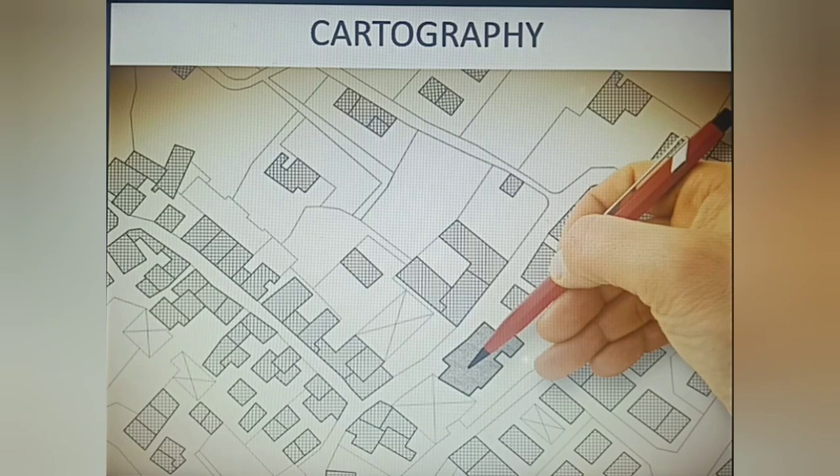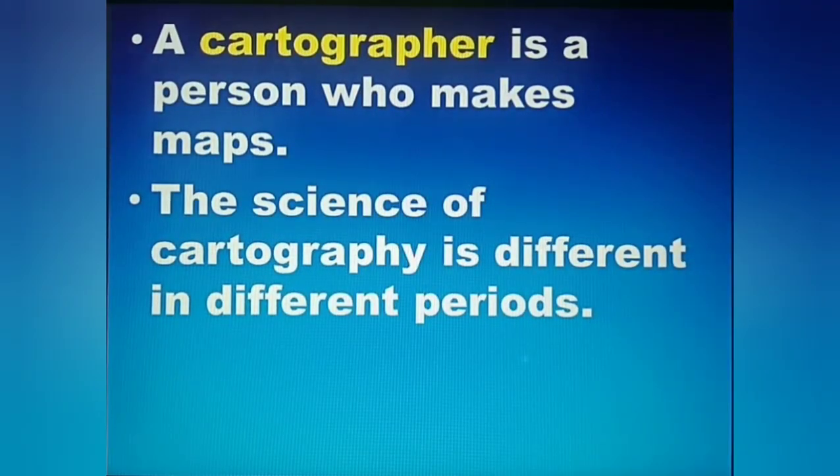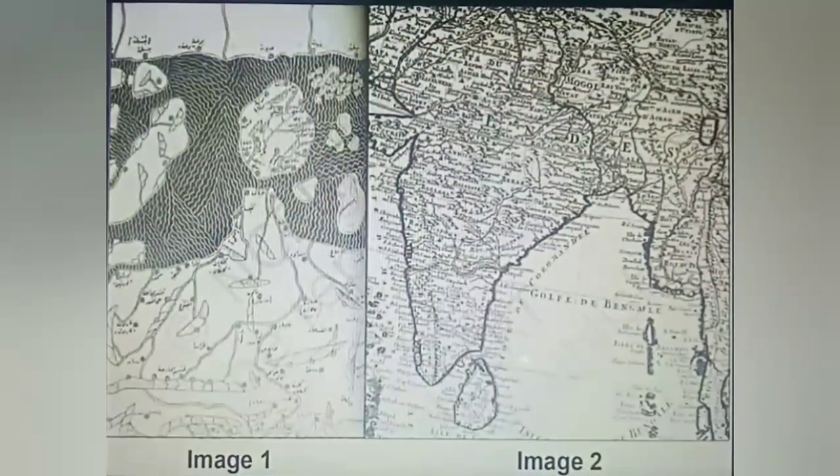Cartography. Cartography is the science of map making. A cartographer is a person who makes maps. The science of cartography is different in different periods. Take a look at map 1 and 2.